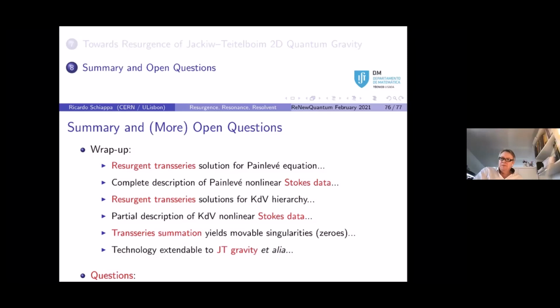Ricardo, can I ask a question? Sure. Do you think there's some hope to get the Stokes data for Weil-Petersson volumes as the limit of the Stokes data for minimal models? Yes, I don't know if there's some hope, but that's certainly something that one would want to think of. Yes, definitely. Okay, thanks.